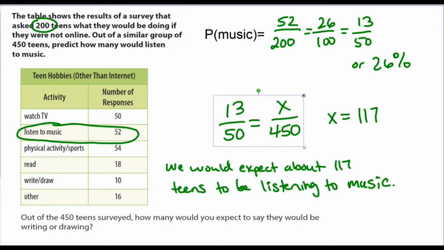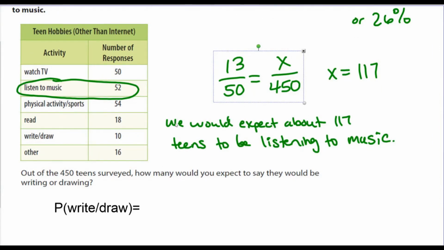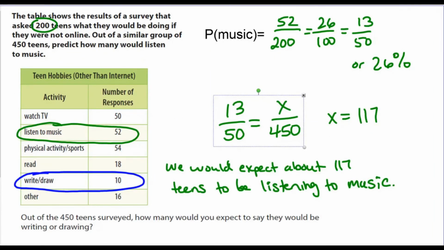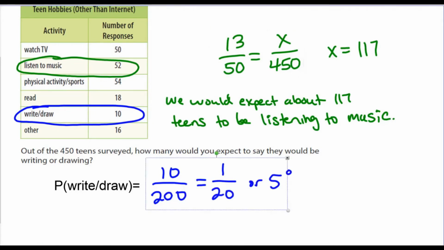Okay. And then let's try another one. Out of 450 teens surveyed, how many would you expect to say they would be writing or drawing? So again, we look at our observed outcomes, or our observations. And if we look at writing and drawing, 10 of the 200 teens that we surveyed said they would be writing or drawing. So our experimental probability of teens choosing writing or drawing is 10 out of 200, which is 1/20th, or about 5%.